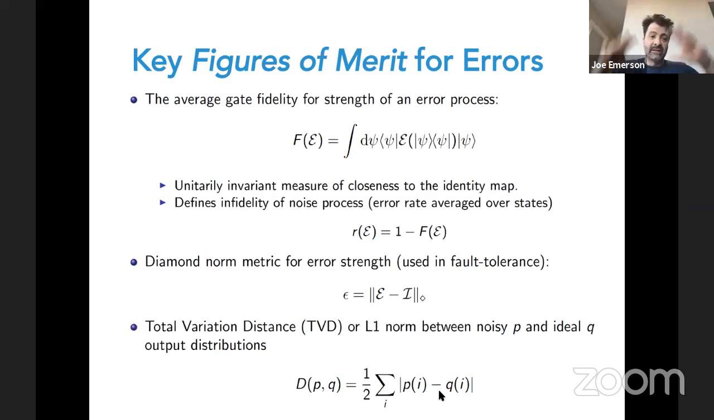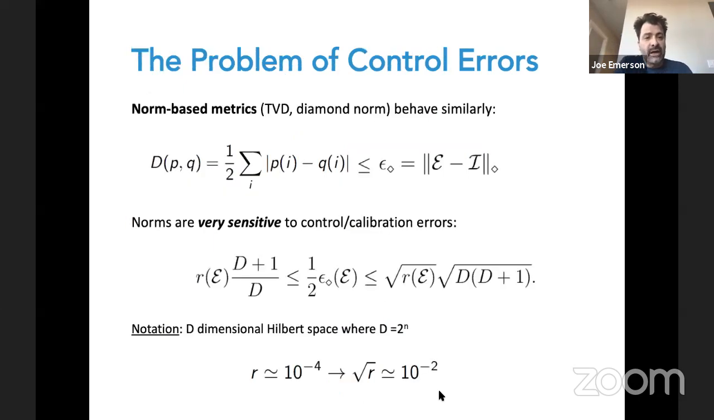The data I was showing you on the previous slide is kind of the full information, and then these are figure of merit metrics which you could compute from that full information. An important story is that norm-based metrics all behave kind of similarly, and they're very sensitive to coherent errors. So this inequality here is a very important piece of information about understanding the impact of errors. On the left-hand side of this inequality is the infidelity, which is measured by randomized benchmarking, and there's a dimensional factor (d+1)/d, which is basically 1. In the middle, we have the diamond norm, which upper bounds the infidelity. And then on the right-hand side, we have the square root of the infidelity times a huge dimensional factor, the Hilbert space dimension, which upper bounds the diamond norm.